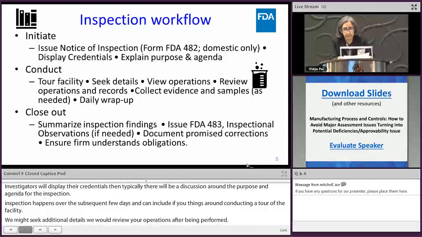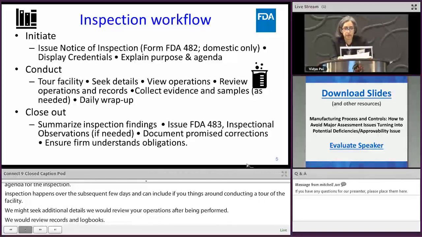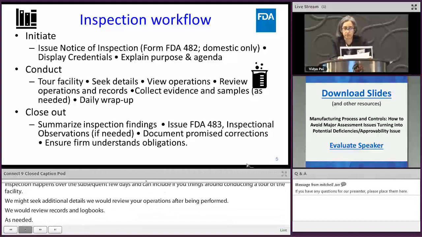Typically, most investigators strive to have a daily wrap-up. This allows both parties to have a productive dialogue on items that are causing some grief, so to say, and also allow for feedback from the site itself with regards to their progress on addressing some of the issues that have been brought up.